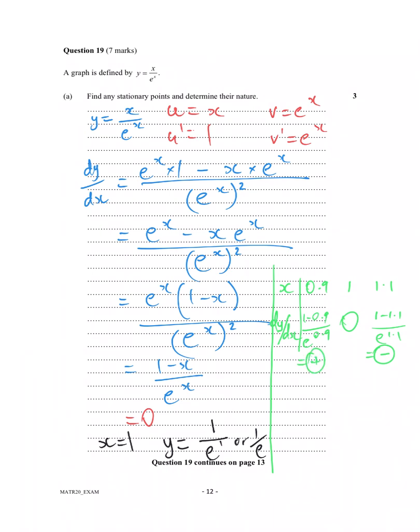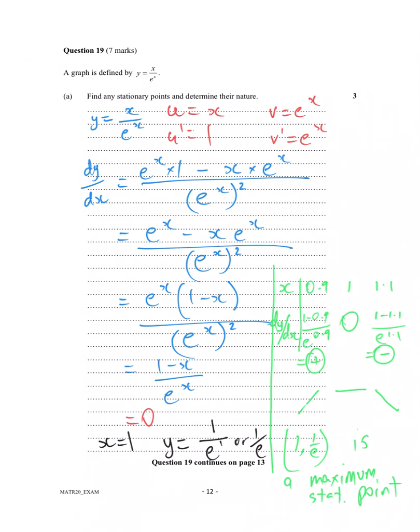So that means that I've got a turning point that goes from positive, increasing, to stationary, to negative, decreasing, which means 1 on e is a maximum stationary point or turning point, because I've got that change from increasing to stationary to decreasing.